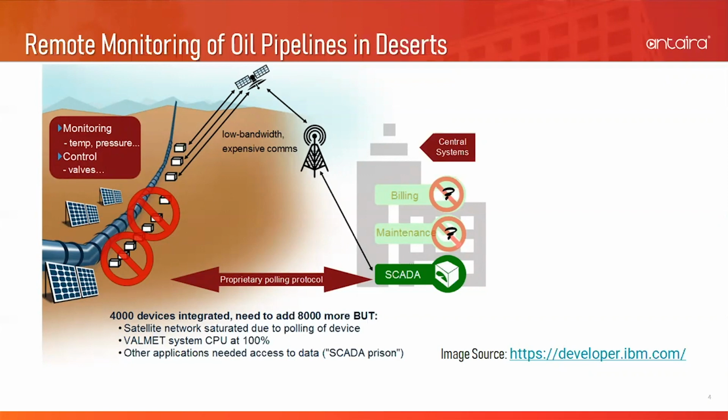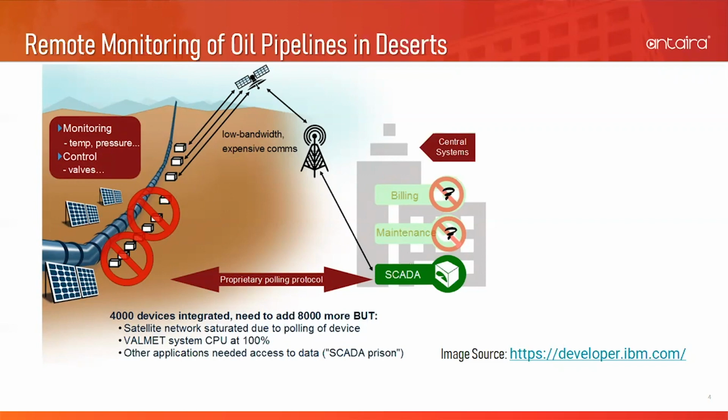Since the SCADA was already connected to the existing 4,000 devices, these devices were either pressure or temperature sensors or actuators mounted on the oil pipeline. When the SCADA tried polling all of these devices at once, the available bandwidth on the communication link between the satellite and the SCADA was saturated. The satellite networks were considered expensive and low bandwidth.